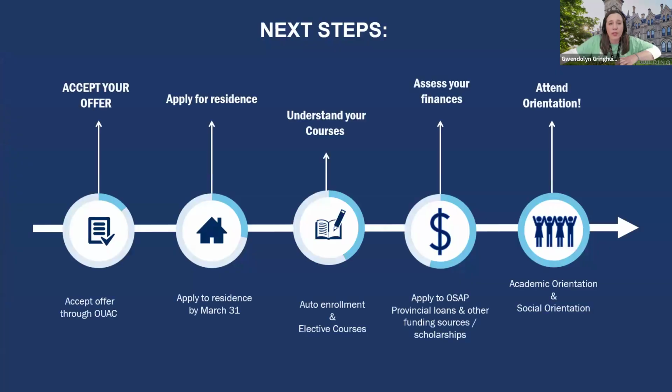So to summarize next steps, the first step, of course, is to accept your offer of admission, and you can do that through the Ontario University Application Centre. If you are planning to apply for residence, you have a deadline there. Taking some time to understand your courses, reading through the information online about enrollment and elective courses, assessing your finances, thinking about your budget and what that might look like. And definitely attend orientation.